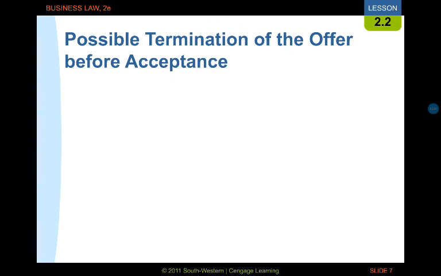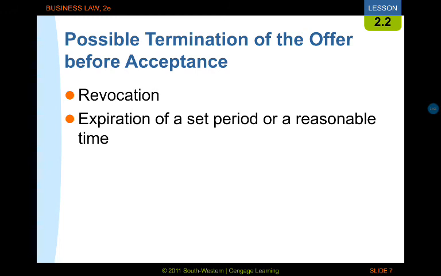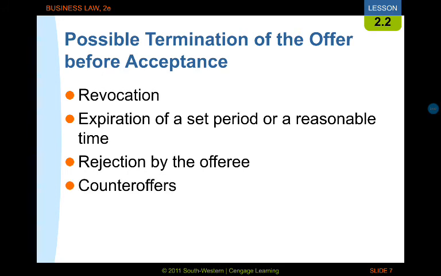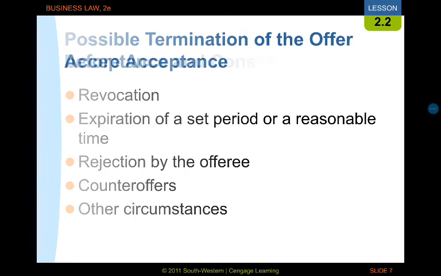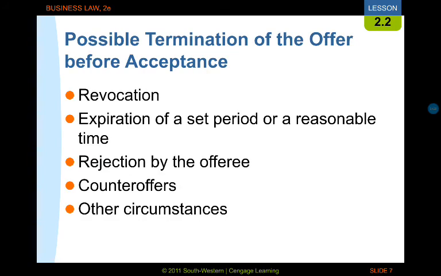Possible termination of the offer before acceptance. Revocation. Expiration of a set period or a reasonable time. Tongue-tied again. Expiration. Sorry about that. Expiration of a set period or a reasonable time. Rejection by the offeree. Counter offers. So these are all possible terminations of an offer before acceptance. And the last one was other circumstances.